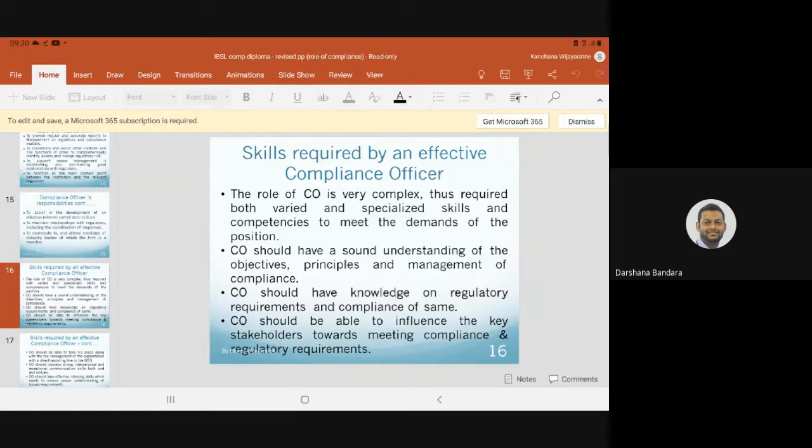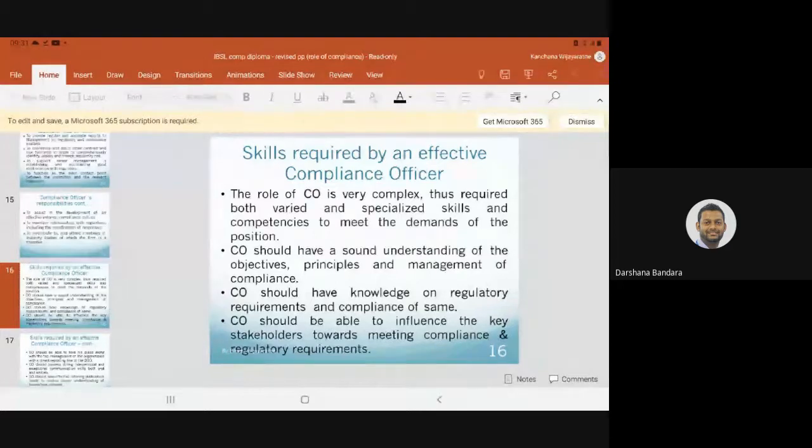At the same time, you need to make sure the business is run in a compliant manner, keeping in line with the regulatory requirements. So that's why it is complex. That is exactly why you need to have certain very specialized skills and competencies to do this. If you don't have those skills and competencies, definitely you are not going to perform properly. There are going to be issues. So let's try and understand what skills and competencies should be possessed by the compliance officer. The compliance officer should have a sound understanding of the objectives, principles, and the management of compliance, which we are learning.